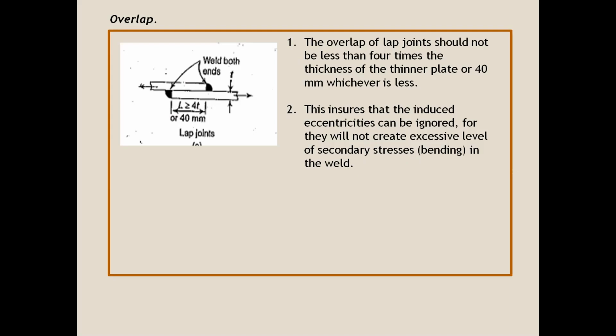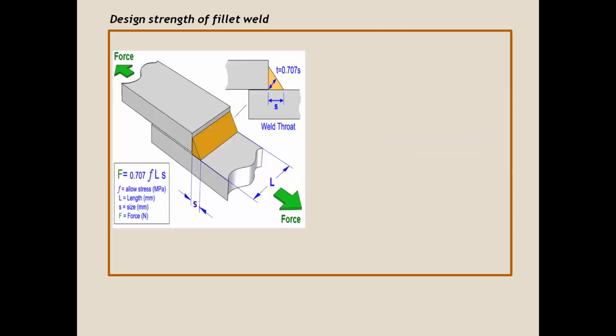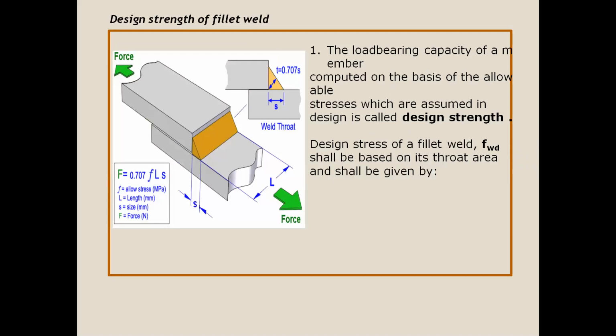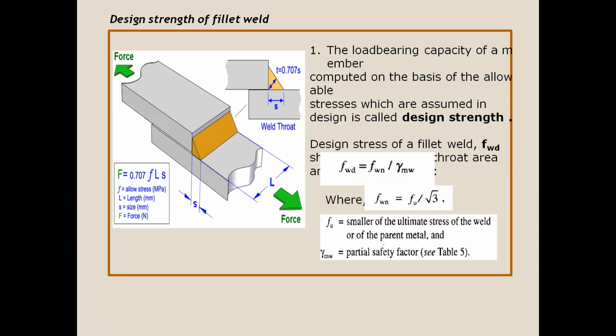Okay, and now explain the design strength of fillet weld. I explain the formula. The permissible load bearing capacity of a member computed on the basis of the allowable stresses which are assumed is called design strength. The design stress of fillet weld, fwd, shall be based on its throat area. You have to calculate fwd, the design stress of fillet weld: fwd equal to fwn by gamma mw, where fwn equal to fu by root 3. See these formulas for design strength of fillet welds.